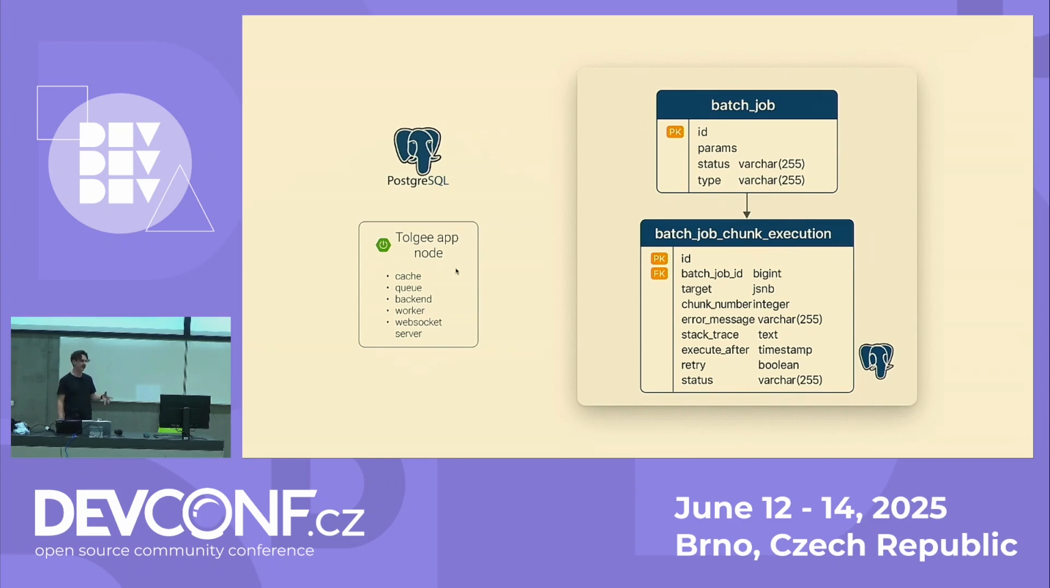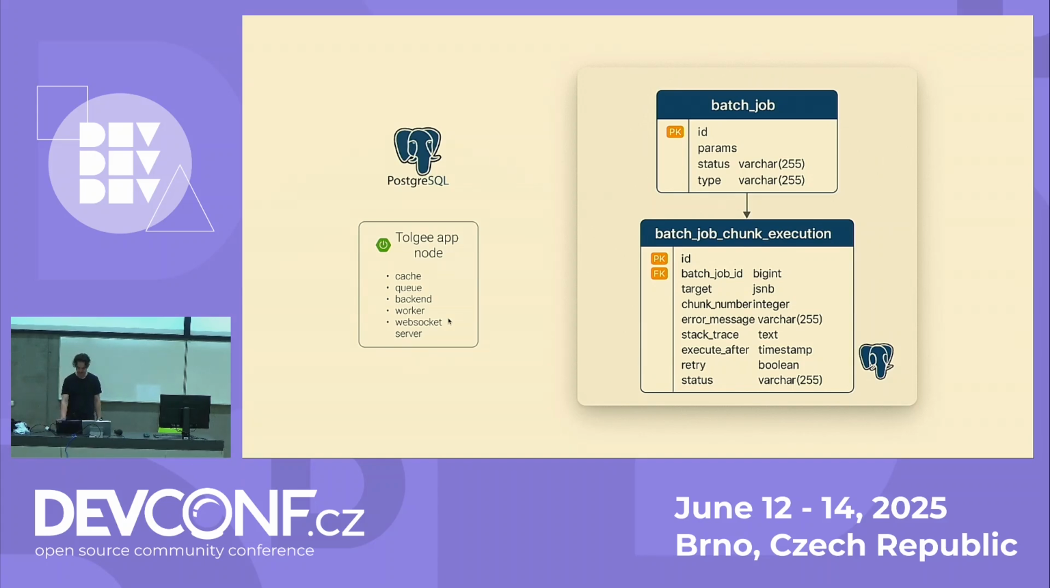Another option for running Tolgee is, and usually the users who are self-hosting Tolgee are using a single node deployment, where they don't need Redis for caching. We don't need the additional central point for caching. So the cache runs in the memory of the Spring Boot Tolgee app. Also, the queue can be stored in memory, and then the Tolgee app works also as the backend, as the worker, as the WebSocket server, everything you need to run the application.